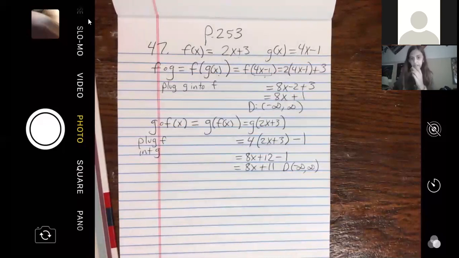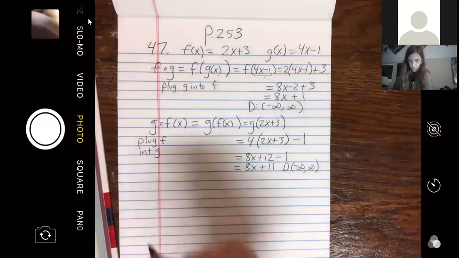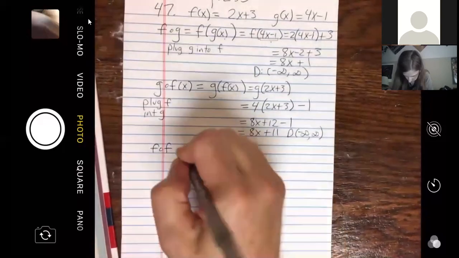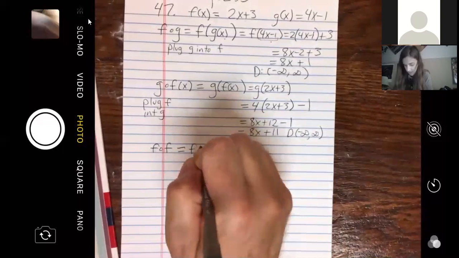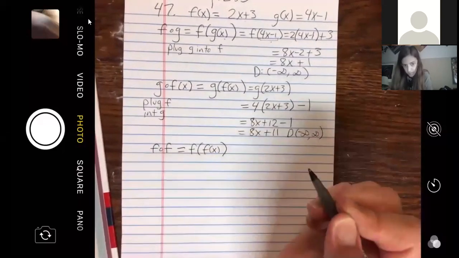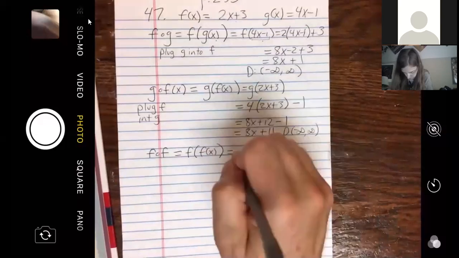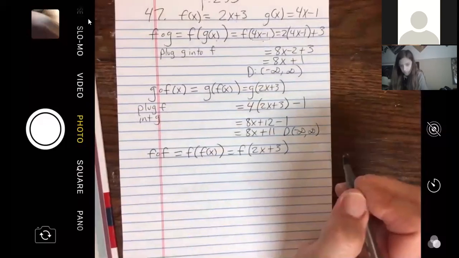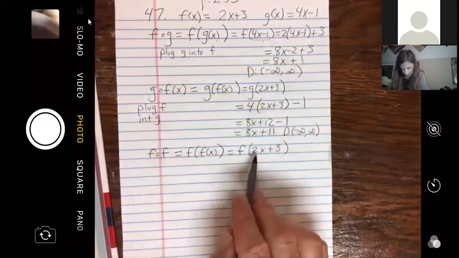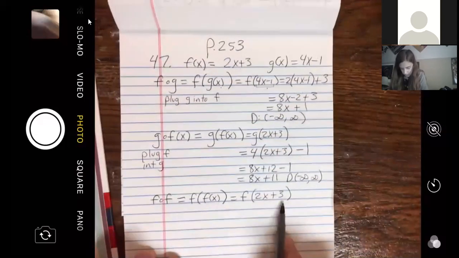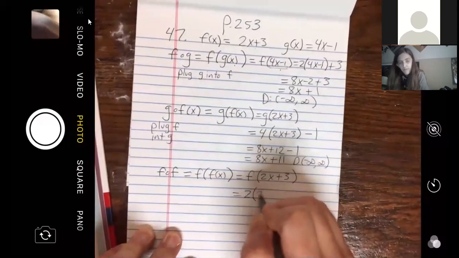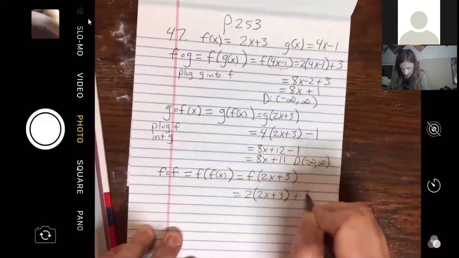Okay, the last two plug F into themselves, F into F, and G into G. So if I do F little circle F, I'm taking F of X. F of the 2x plus 3. So I'm plugging the 2x plus 3 into itself, in effect, giving me twice 2x plus 3, add 3.